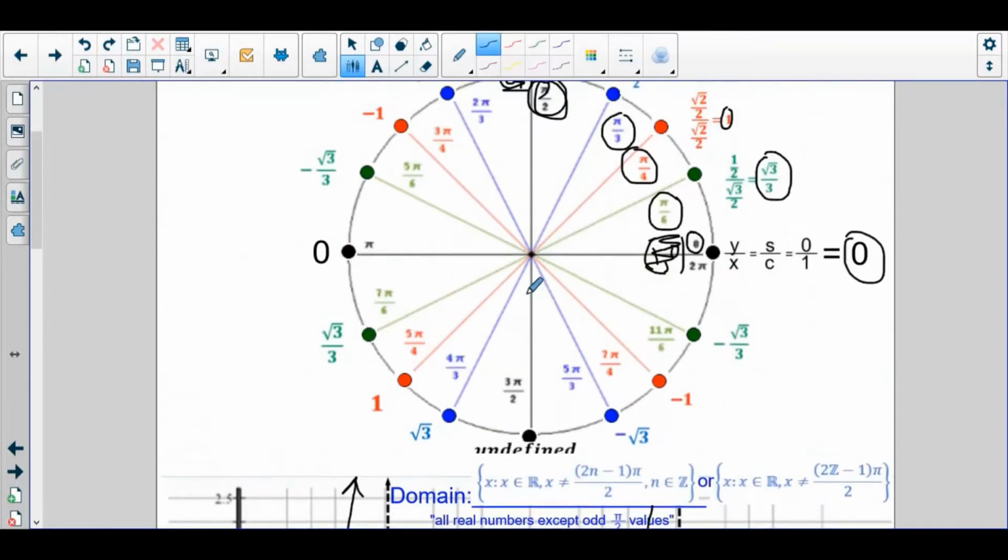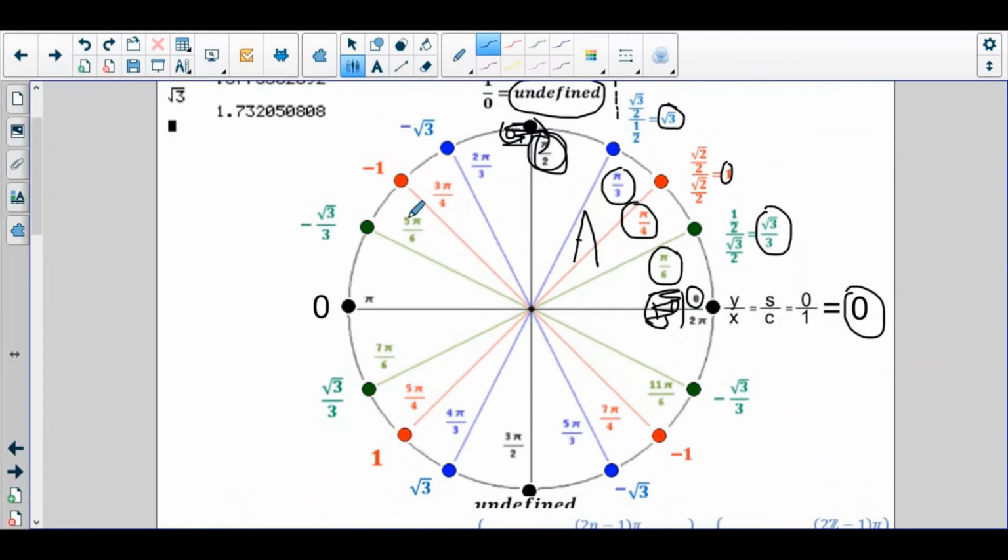And then again, that mnemonic device, it's so important. All students take calculus, so all values are positive here, including tangent, but only sine. So notice tangent is negative. And then tangent is positive, notice the values are positive, and then cosine is positive, so tangents are negative.